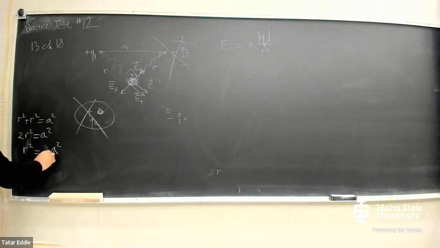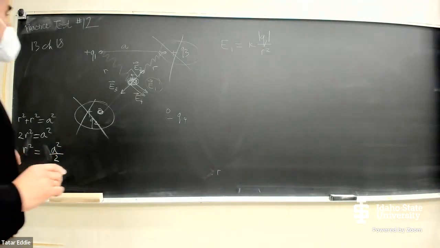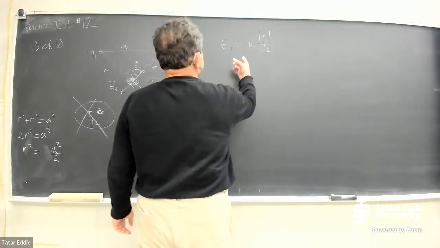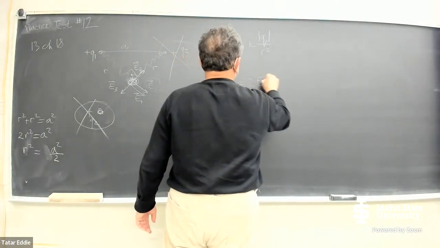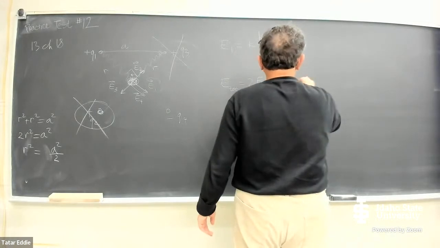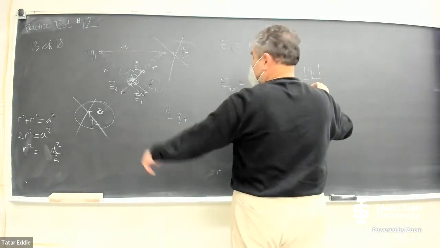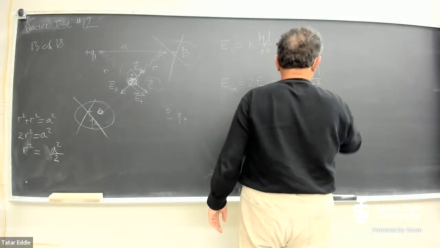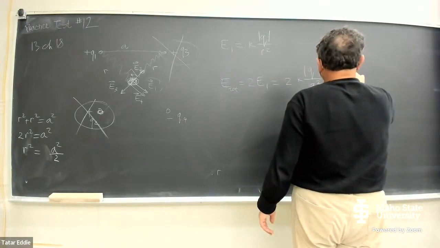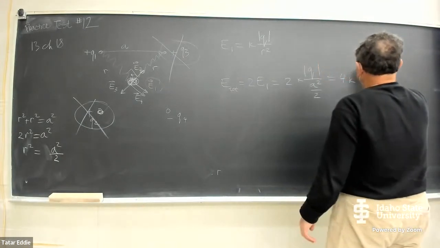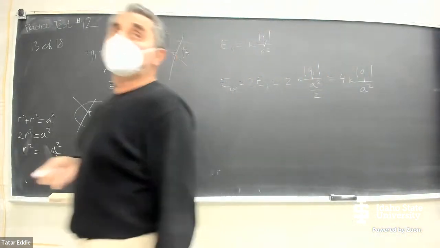R squared is A squared divided by 2, no square roots there. And that's it. So your answer is going to be E total is going to be 2 times E1. In other words, it is going to be 2 times KQ in magnitude divided by R squared, which is A squared divided by 2. So this is going to give you 4 KQ divided by A squared, where A is in meters again.